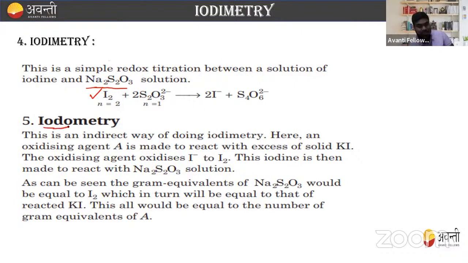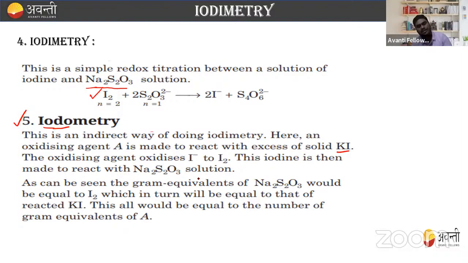What is this term iodometry, beta? What do you mean by this term iodometry? So this is an indirect way of doing iodimetry. Here, an oxidizing agent A is made to react with excess of solid KI.